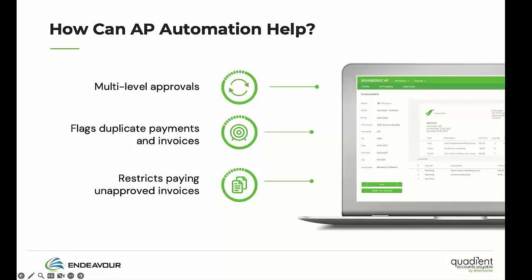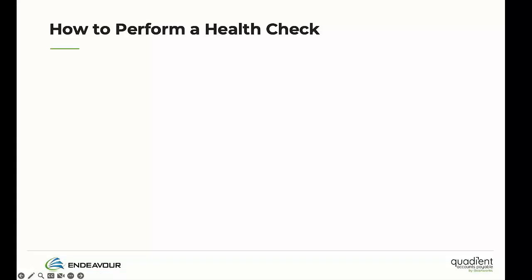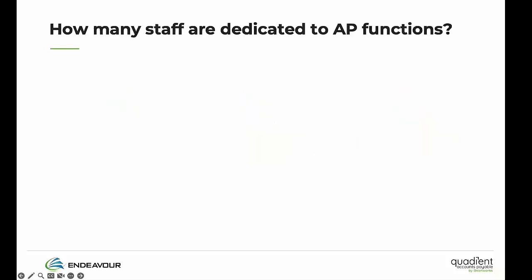That way, they can manage risk and financial loss to the company at a broader level. All right, so now I'm going to walk you through how to perform a health check on your accounting practices and the key questions that you should be asking. We're going to look at 3 areas. First one is workflows, approval processes, and then fraud controls. And the questions that you should be asking to assess how strong your accounting practices are and identify potential issues.